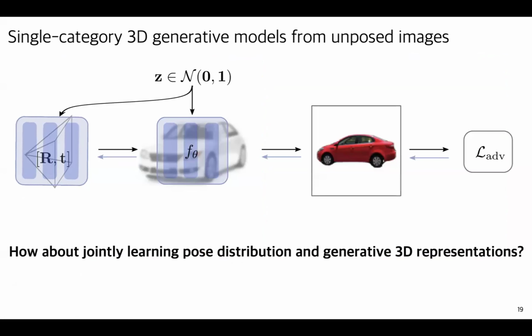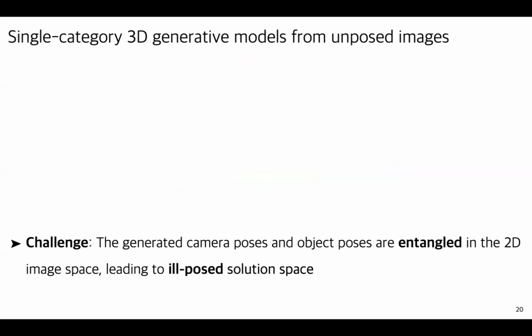So a naive idea would be that we simply learn the camera pose distribution jointly with the generative model. And if you think about it, it's actually a highly ill-posed problem. Why is it challenging? Because the generated object poses and the camera poses are entangled in the 2D space, which leads to an infinite solution space.